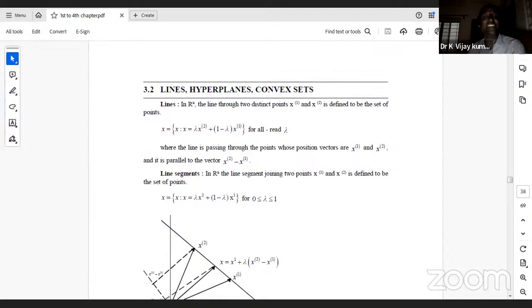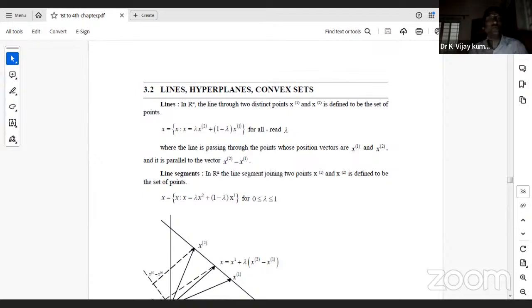Lines in R power n: the line through the two distinct points we are taking here, x power 1 and x power 2, is defined as the set of points x equal to lambda x power 2 plus (1 minus lambda) x power 1, for all real lambda. The line passes through the points with position vectors x power 1 and x power 2, and is parallel to the vector x power 2 minus x power 1.